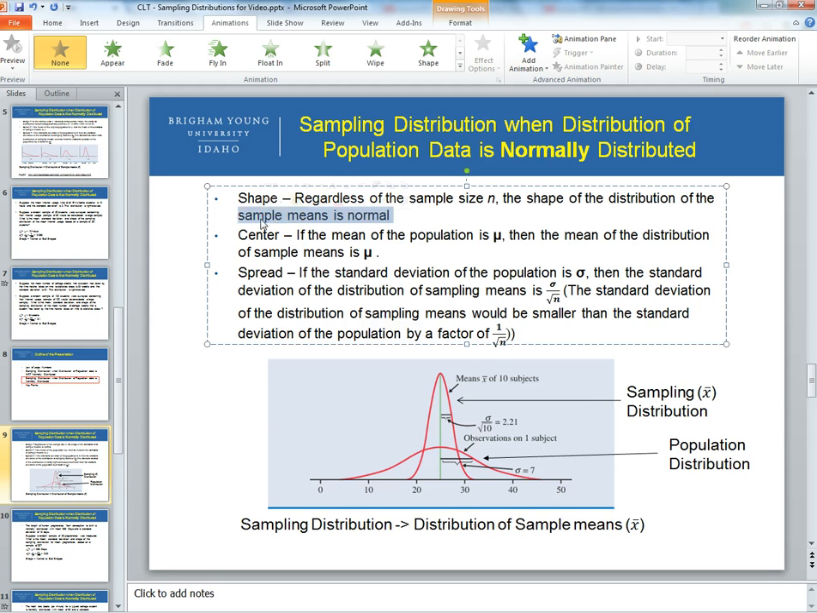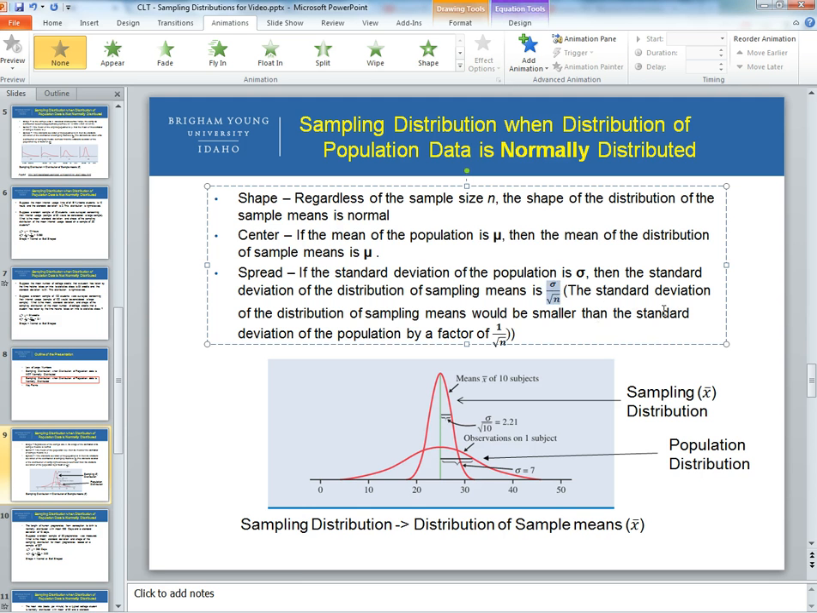It doesn't matter. I can have a sample size of 2, and the sampling distribution of sample means will still be normal. The center is the same as we've seen before. If the mean of the population is mu, which is the true mean, then the mean of this distribution of sample means is also mu. These are equal. And the same thing with the spread of the sampling distribution. If the standard deviation of the population is sigma, then the standard deviation of the distribution of sample means is sigma divided by the square root of our sample size.